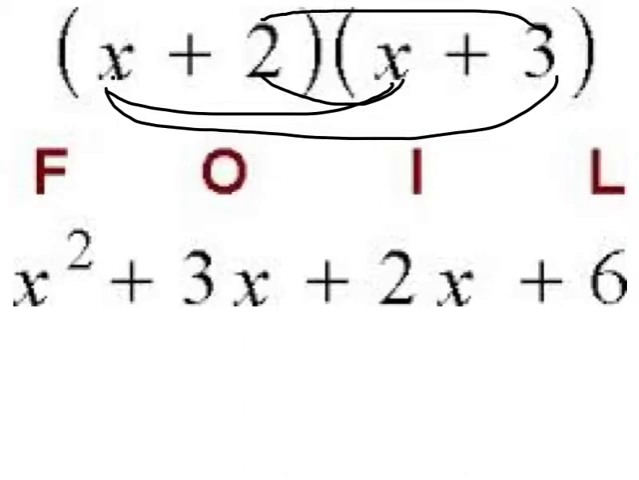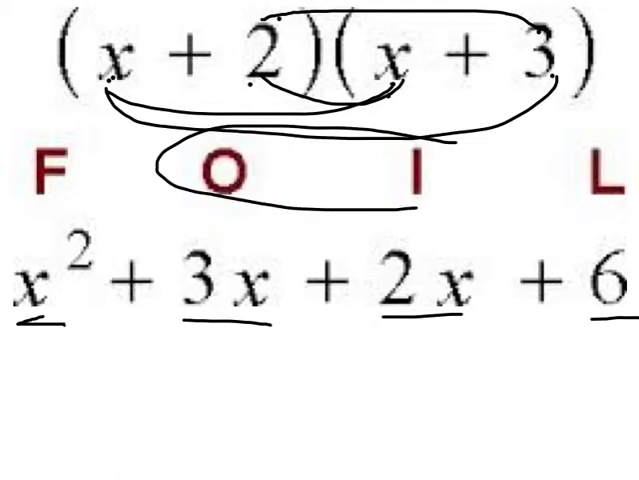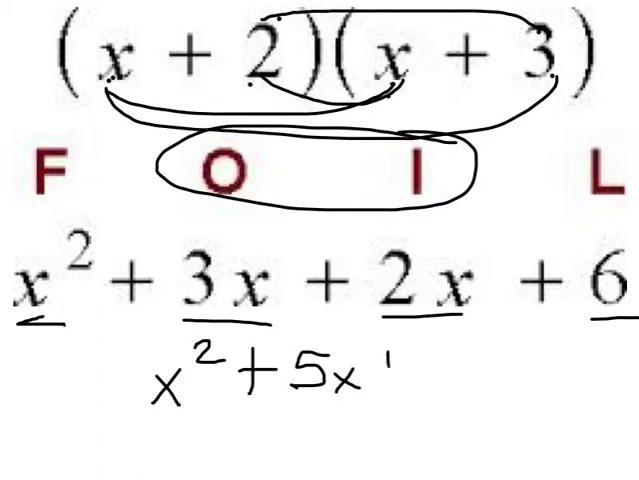When you do that, x times x is x squared. X times 3 is 3x. 2 times x is 2x. And 2 times 3 is 6. Now, what you should find is that the O and the I will combine because they're like terms. So we just simplify this and put x squared plus 5x plus 6 as the final answer.